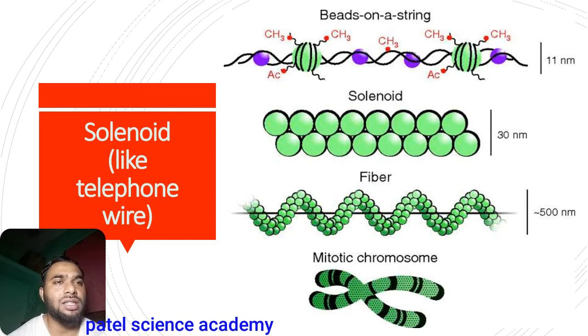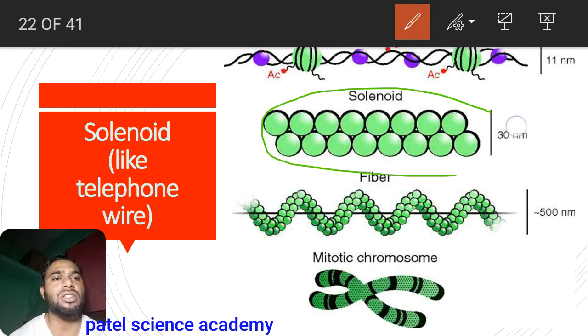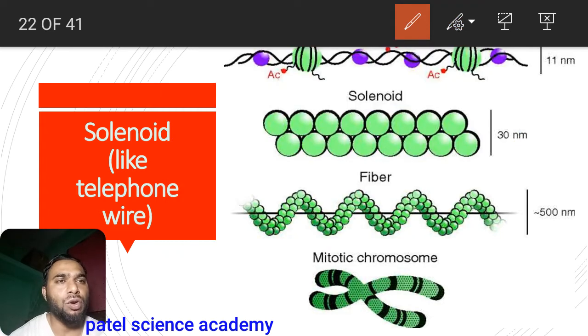So here in this structure you can see the solenoid structure. At the top there are beads on the string, which is 11 nm in length. Then 6 nucleosomes together form the solenoid, and solenoids together form the fiber, and the fiber together forms the chromosomes. I'll explain this properly in the next slides.